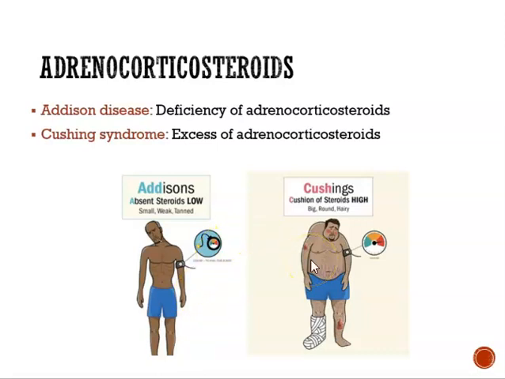The opposite is Cushing syndrome. Cushing syndrome basically means we have too much steroid, an excess of adrenocorticosteroids, which makes us big, round, possibly even hairy. So C for cushion of steroids. We have too many steroids, and they make us big and round and hairy. So these are the two ends of the spectrum of what can happen when we have too little adrenocorticosteroids or too much.